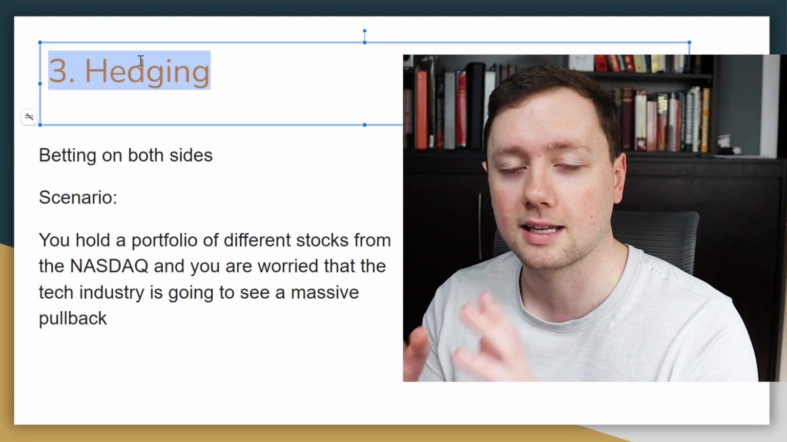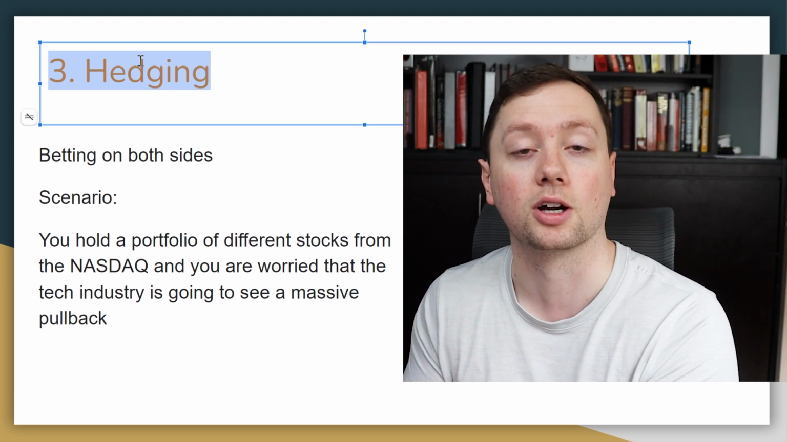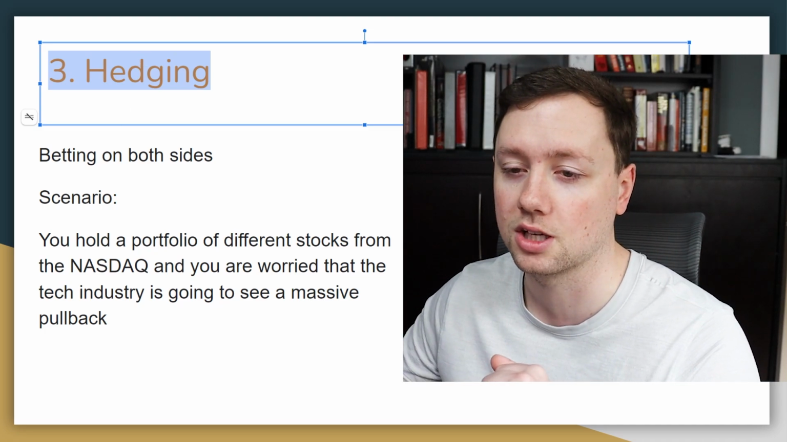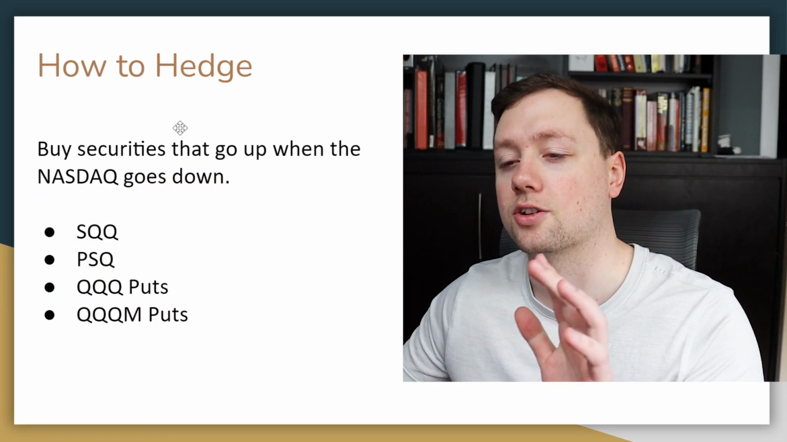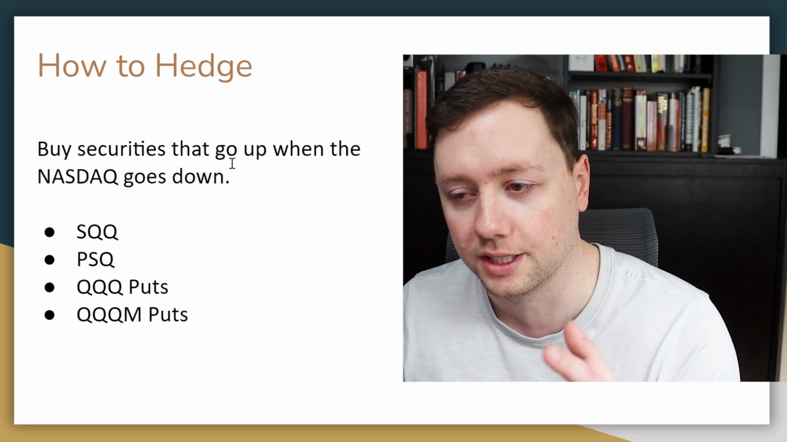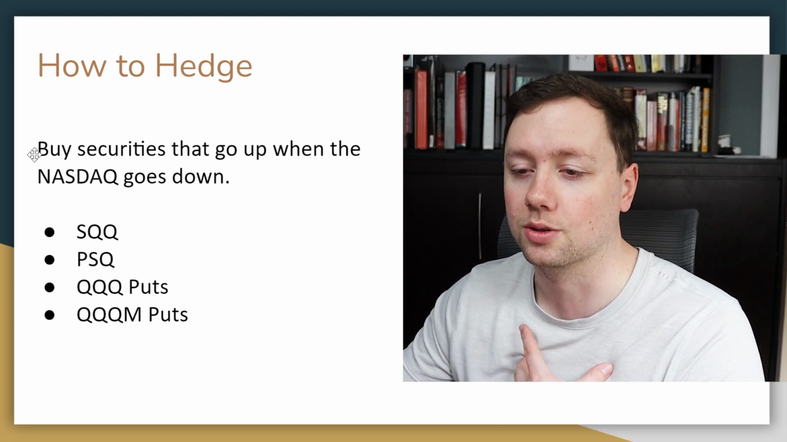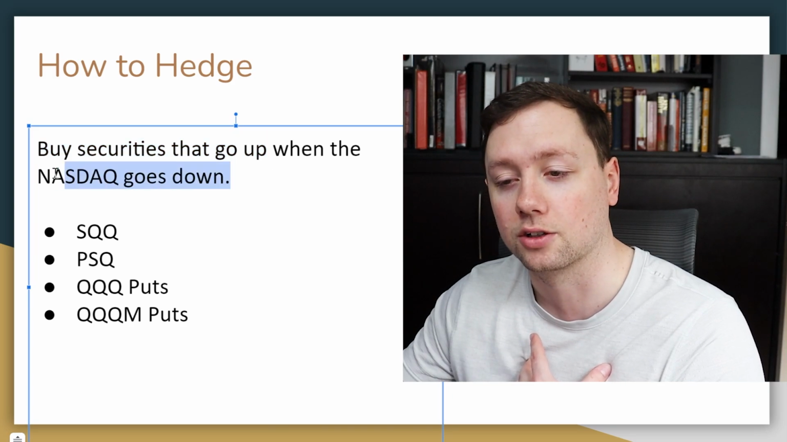And so instead of selling everything and paying the taxes and getting completely out of the market, you can decide to hedge your positions. And so the way that you hedge is by betting on both sides. And there's a variety of different ways to do this. But in this scenario, you're heavily invested into the NASDAQ. So what we're going to do is we're going to buy securities that go up when the NASDAQ goes down.